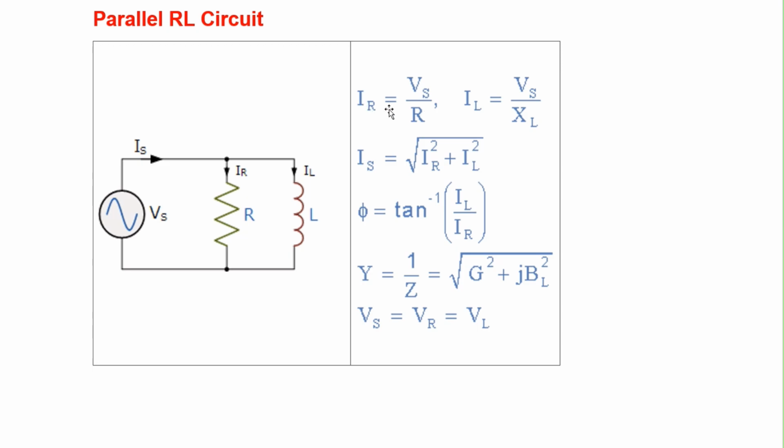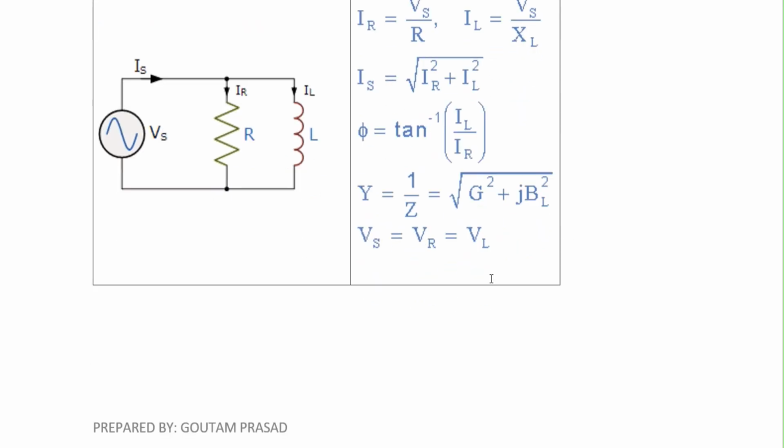The current through the resistor will be equal to Vs, the source voltage, divided by R. So Vs upon R is IR. IL will be equal to Vs upon XL. And the angle of lag will be equal to tan inverse IL upon IR. Again, Y, the admittance, is equal to the inverse of impedance, equal to the square root of G square plus BL square, that is conductance square plus inductive susceptance square. So Vs equals Vr equals Vl. All these three voltages will be equal.